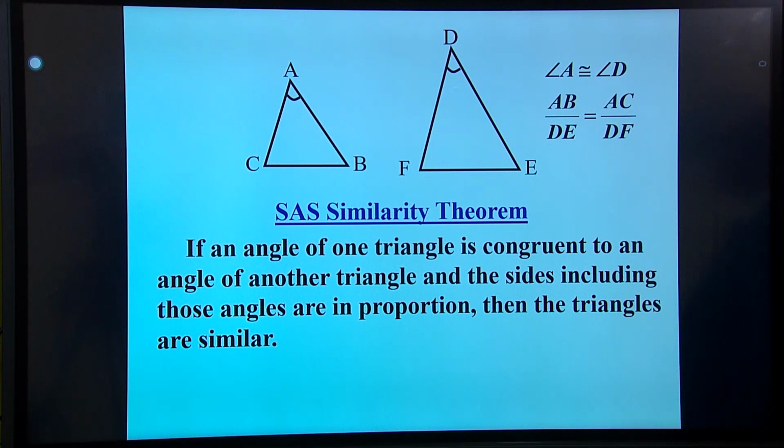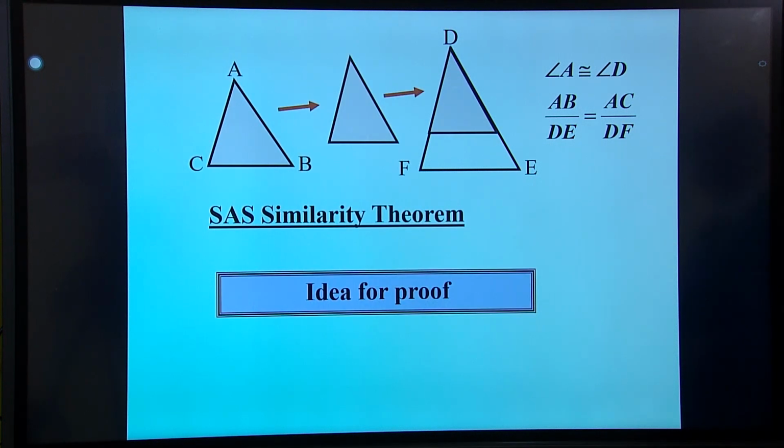Okay? So if I have two sides that are in proportion, and I have the angle that is equal, then those two triangles are similar. Okay? So you will see a lot of problems asking you that type of question.